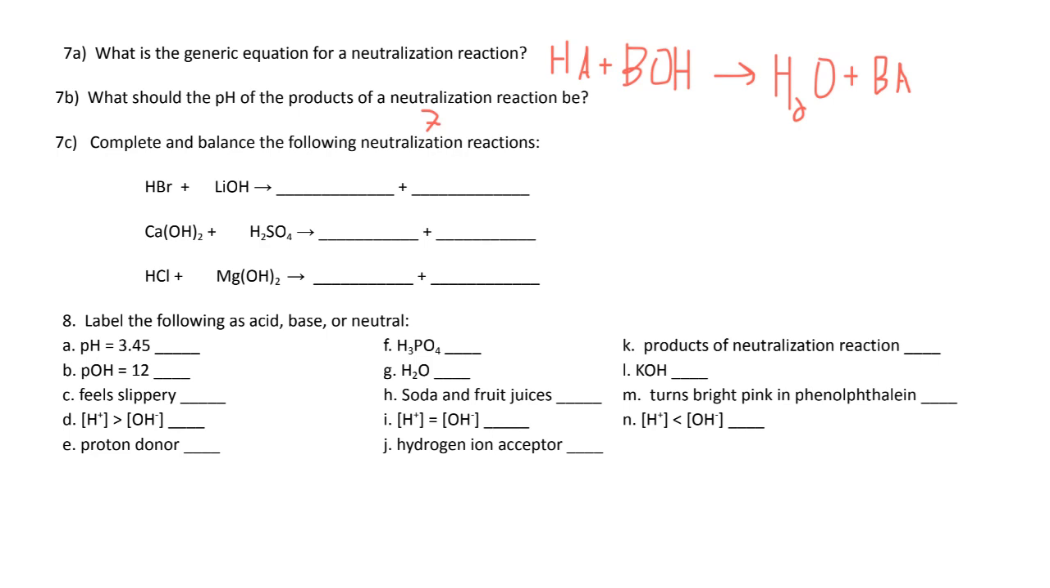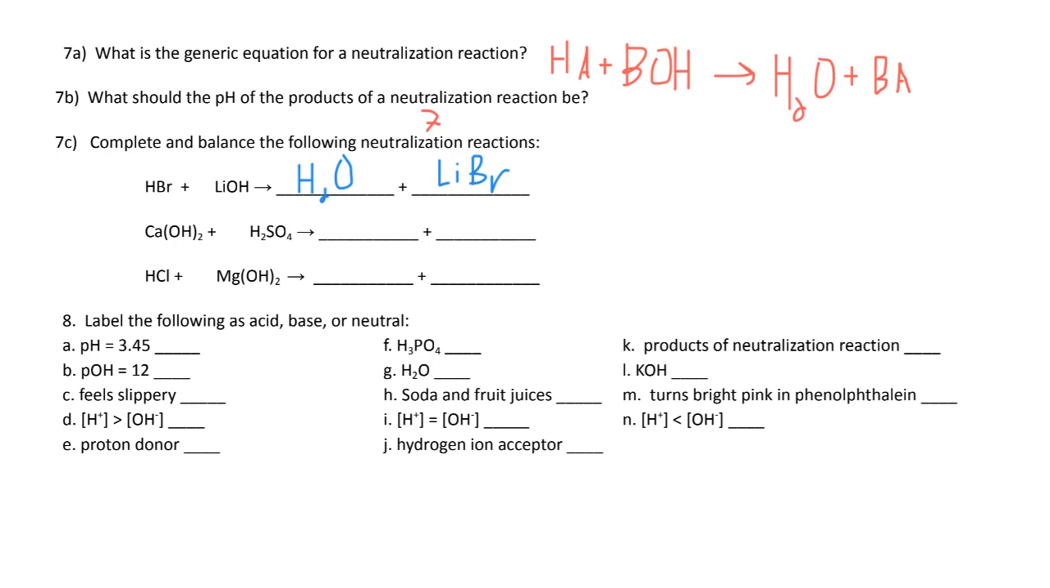All right, let's balance these reactions. So how many water molecules can we make here? I see 1 hydrogen, 1 OH, so I can make a single H2O. And then whatever's left over is going to form the salt. So I've got a lithium and a bromine. Those just come together to make lithium bromide as our salt, LiBr.